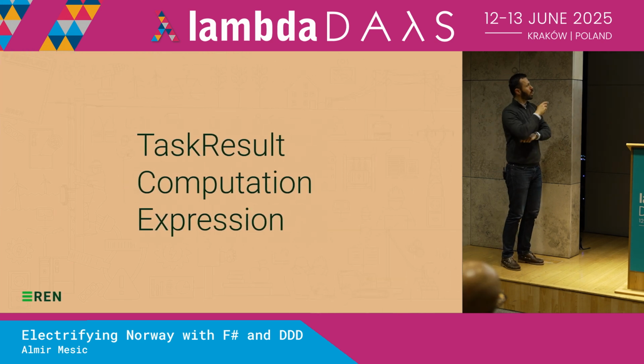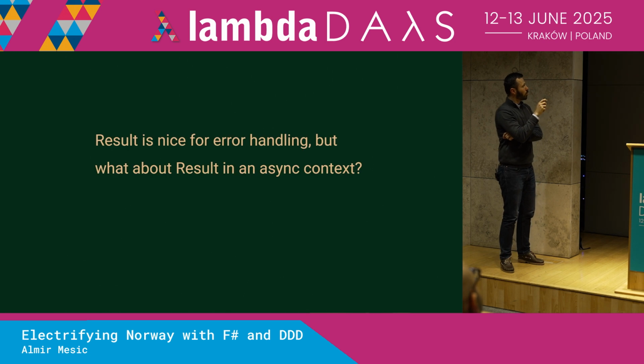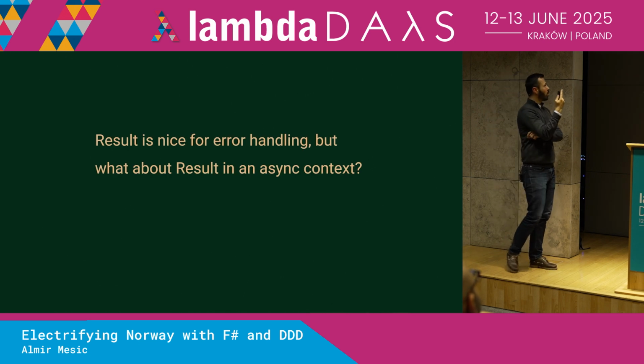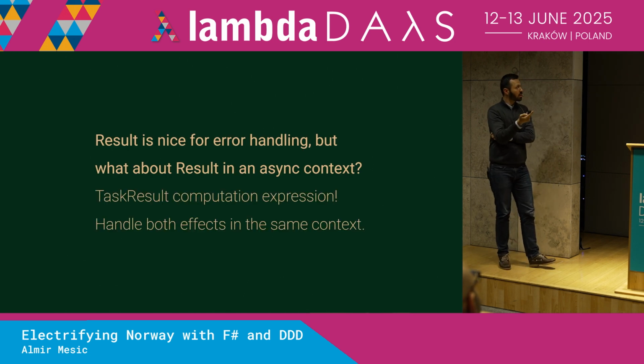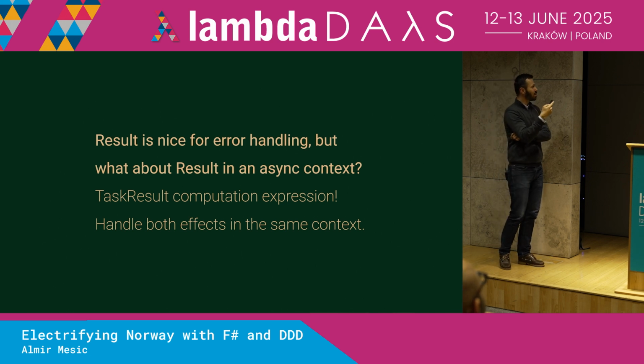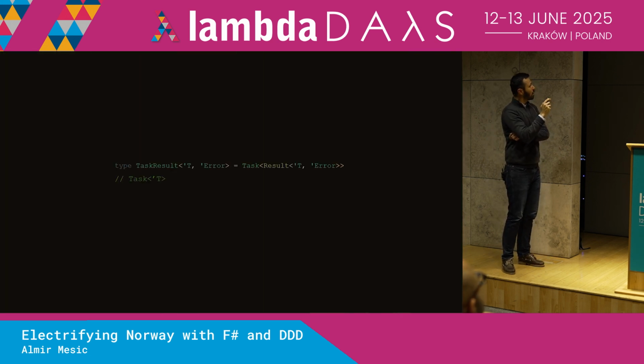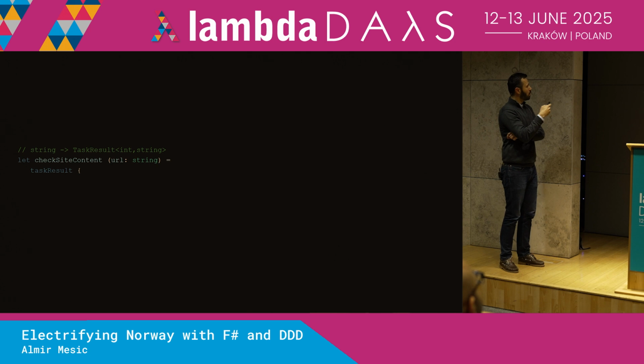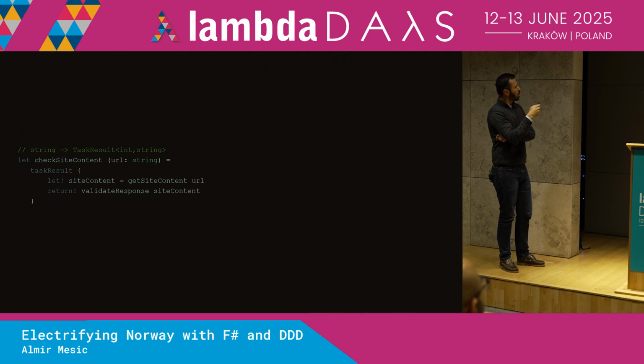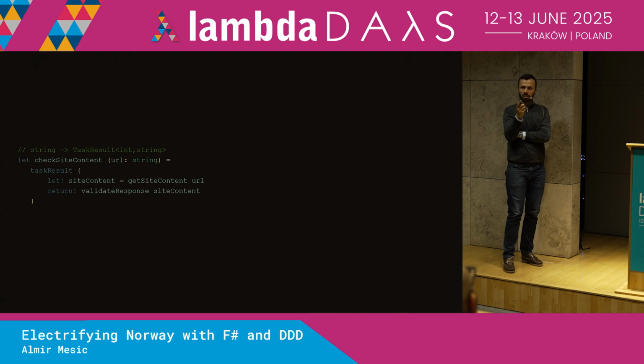Just to quickly mention the TaskResult computation expression. Result is nice for error handling, but what about result in an async context? TaskResult computation is the way to go, at least for us. So this is the specification, and let me showcase a simple example. Imagine you have a function called checkSiteContent where you pass in the URL.